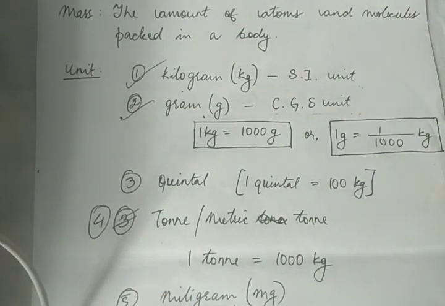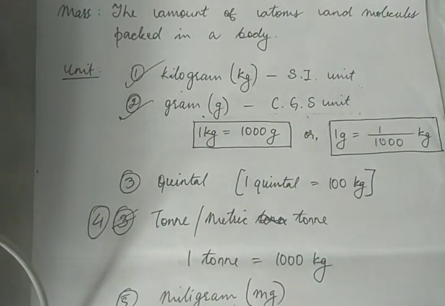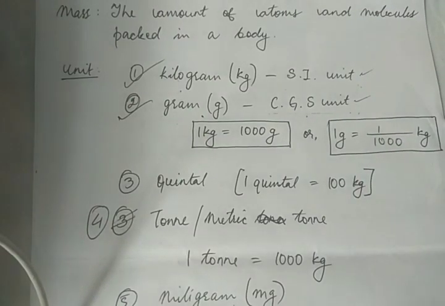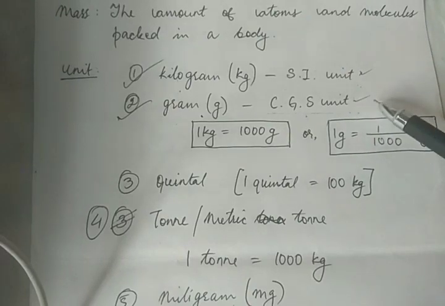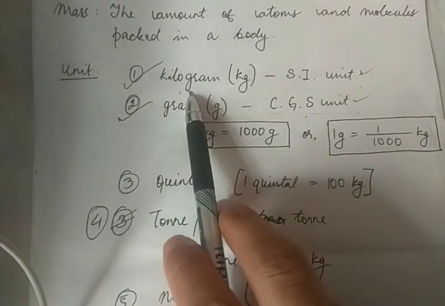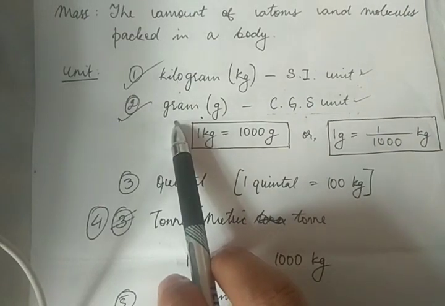Now, it's not just mass which has SI and CGS units. All physical quantities have SI units and CGS units. Today in this video we'll see what the SI unit for length is, along with mass. So do remember, the SI unit of mass is kilogram, and the CGS unit of mass is gram.